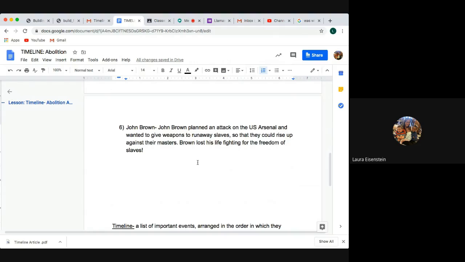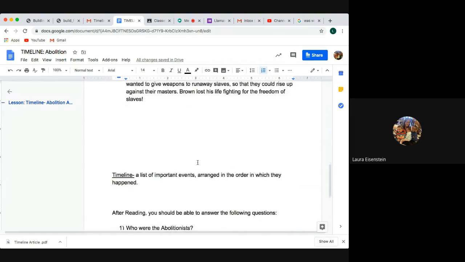Okay, so we know that abolitionists wanted to end slavery in America, and they helped slaves to escape. They spoke out against slavery in books, newspapers, and they gave speeches. So today we're going to read a timeline article to learn some more about some of these abolitionists.